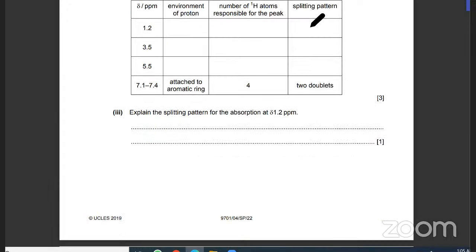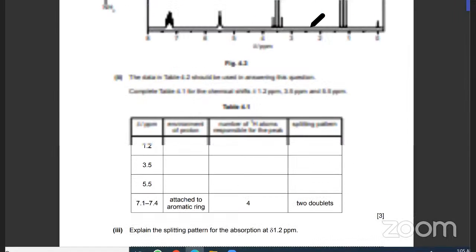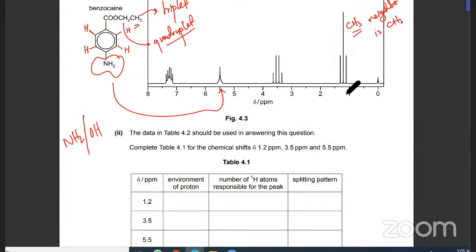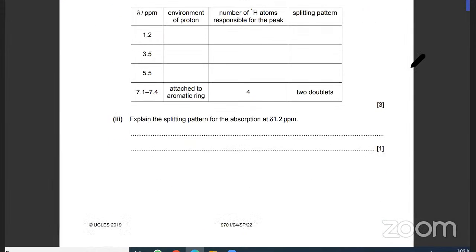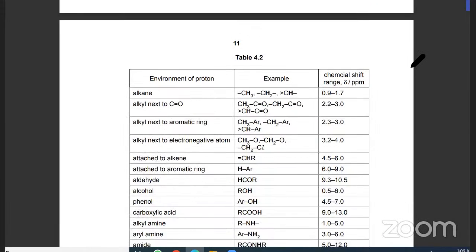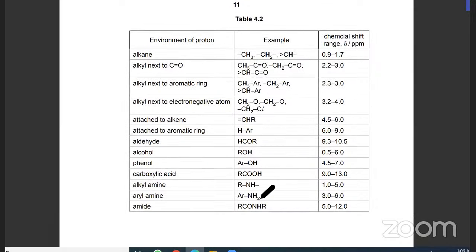Just explain the splitting pattern for the absorption at 1.2. So they're asking for the splitting pattern. So just tell them that the neighborhood is CH2, that's it. And they give you a table for that as well, right next to it.